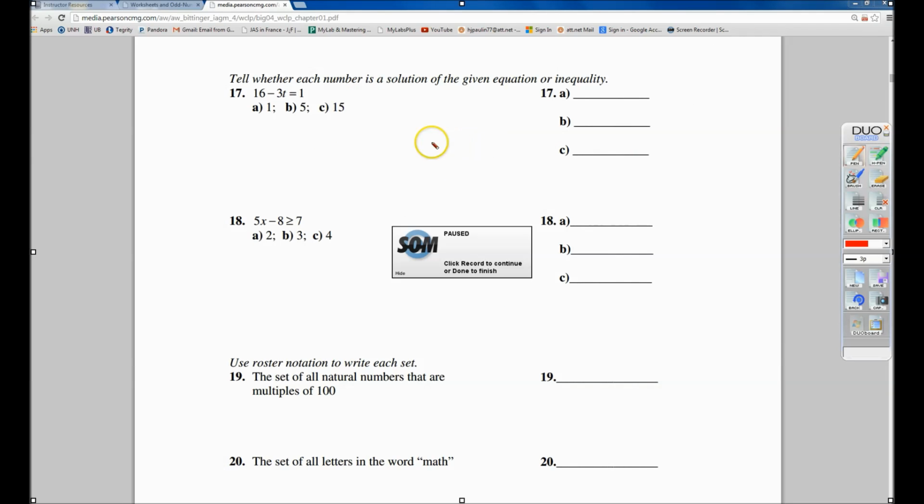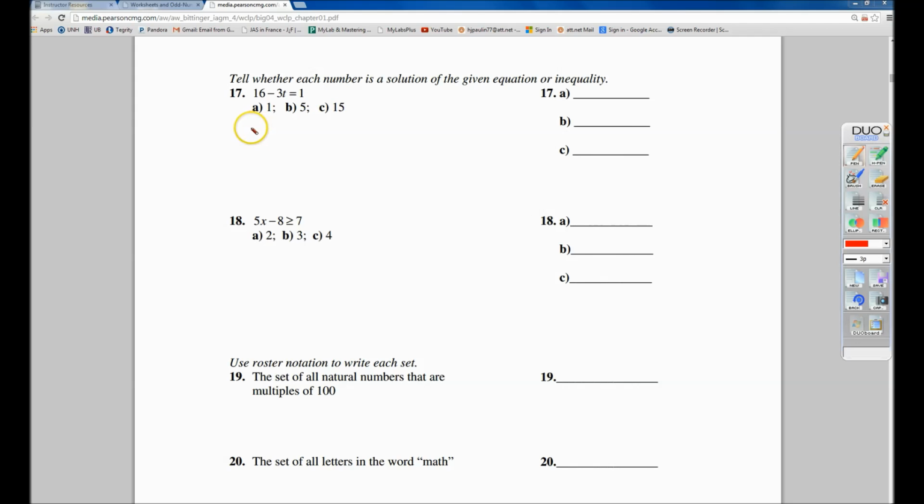Now, they do give us, let's see if I can get rid of that. Okay, good. Some examples that use a graphing calculator. So those we just skip since we're not using that as part of our curriculum. Here they want us to find out whether each number is a solution of the given equation or inequality. Well, since this has an equal sign, this is an equation. This one is an inequality.